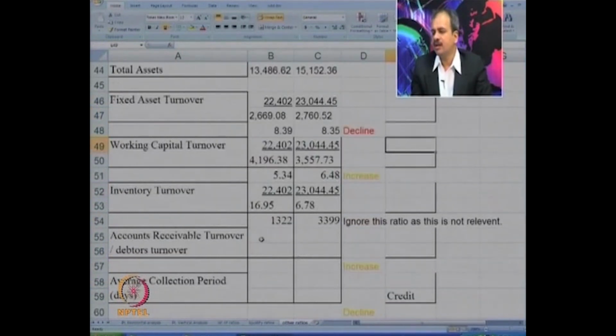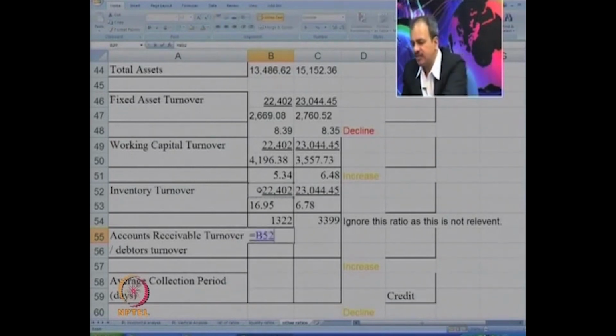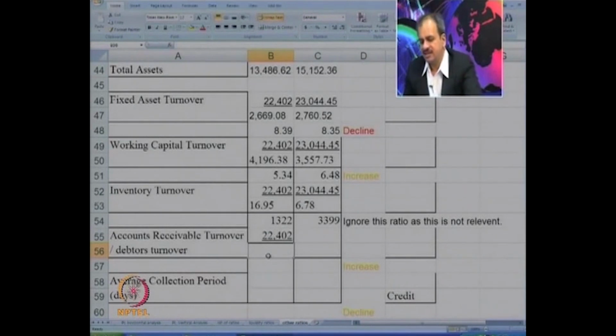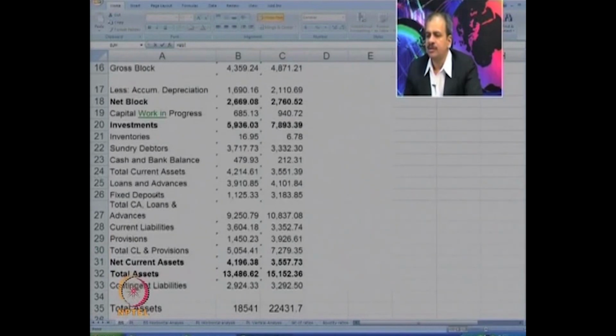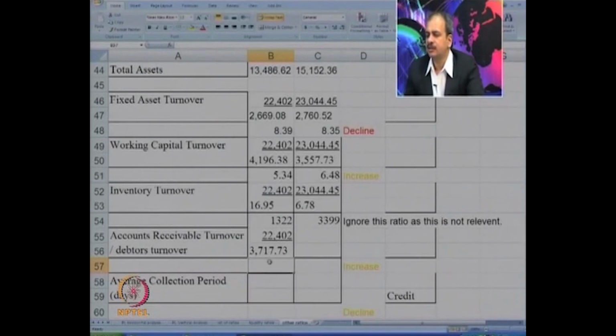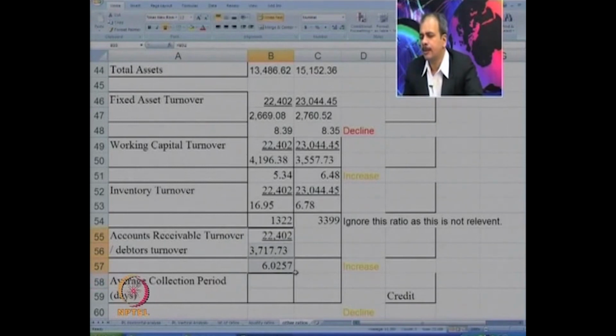Okay. Now, the next ratio is an important ratio, debtors turnover or account receivable turnover as it is called, wherein we try to relate account receivables to sales. Sales figure we already know. Let us try to find out the debtors figure from the balance sheet. So, in the balance sheet they have given the figure of sundry debtors. So, sales divided by sundry debtors, and I will also calculate it for the current year.